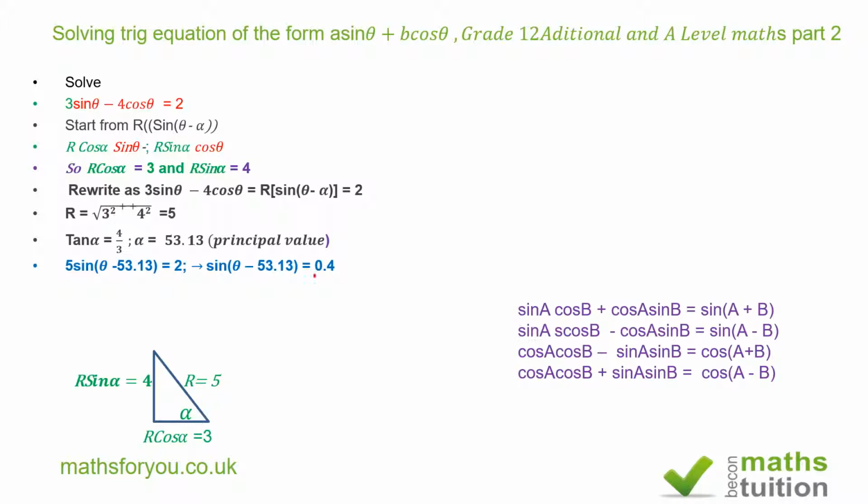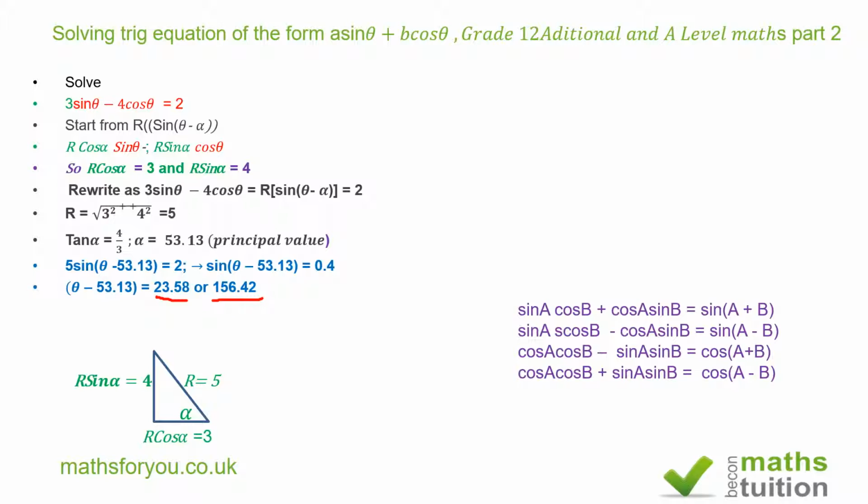Now, in this case, you have to use all the possible values of the angle that gives us a sine value of 0.4. And because 0.4 is positive, we have to use both the angles in the first and second quadrants. Okay, so that will then give us values of 23.58 and 156.42.